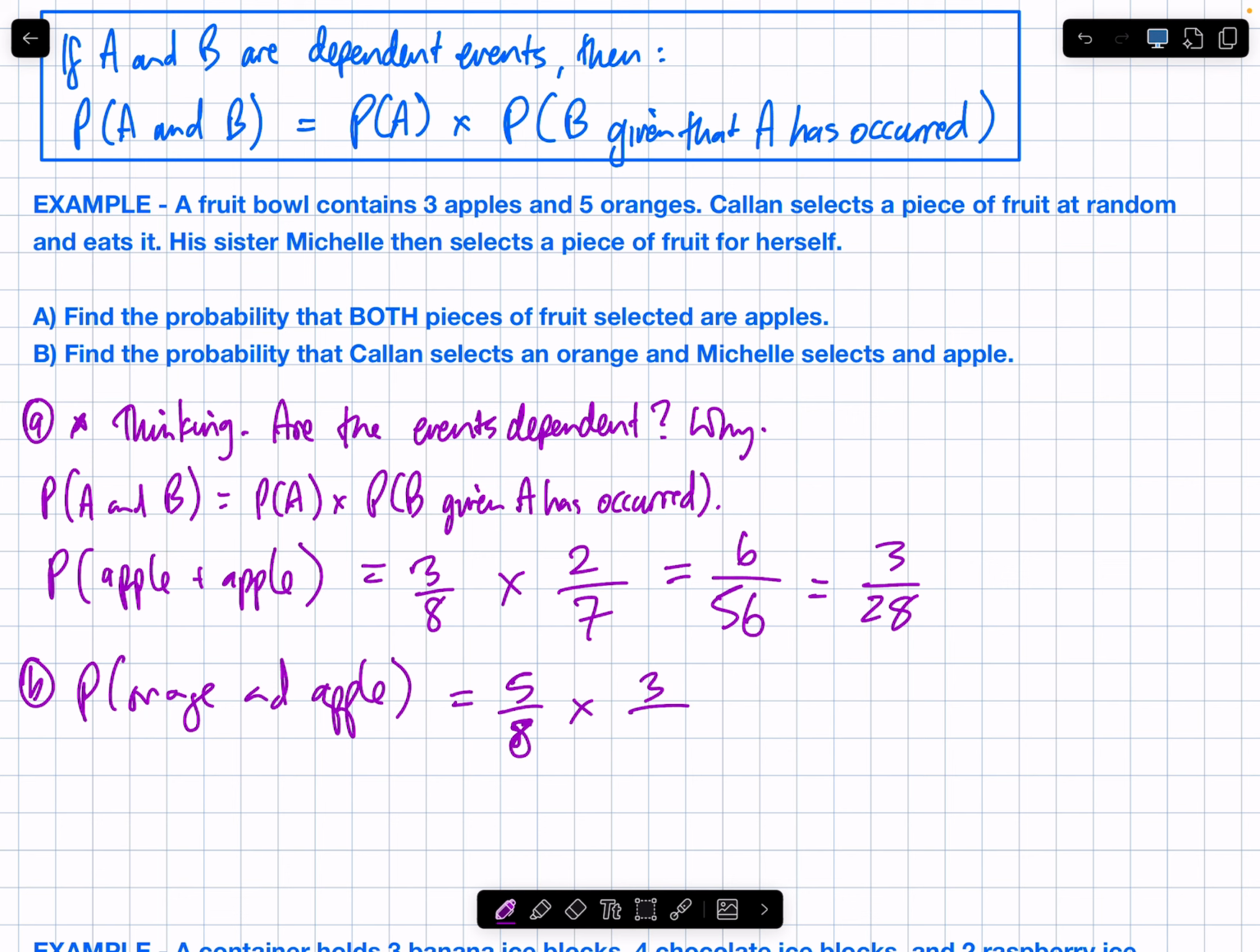But is the bottom number going to change? Yeah. There's 1 less fruit, so 7. 5 times 3, 15. Over 8 times 7, 56. What are the numbers that go into 15? 3 and 5. Is 56 divisible by 3 or 5? Let's check. No, neither. So you just leave it at that.